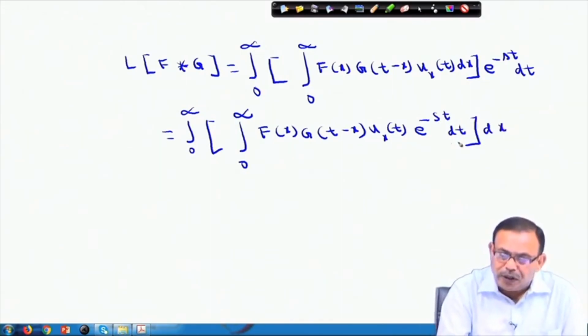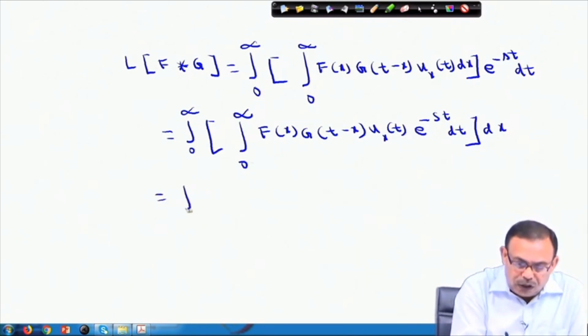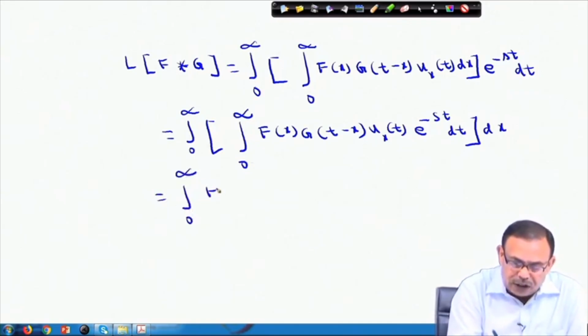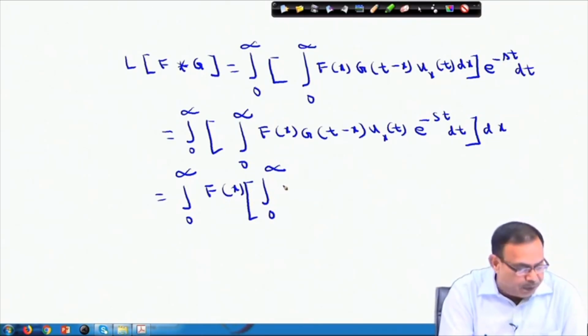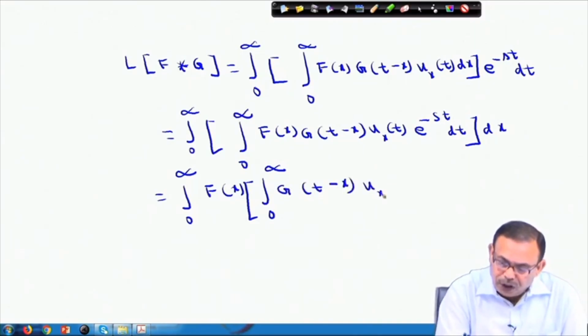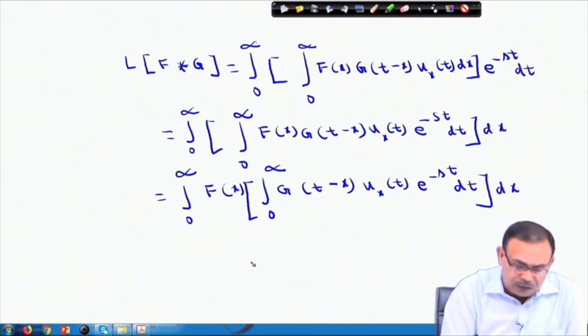Once it is dt, this f(x) I can take out, because the first integral is on t. So f(x) is independent of t. If I am bringing f(x) out, then what remains is the integral of g(t minus x) u(x,t) e^(-st) dt, and then the integration over dx will come.